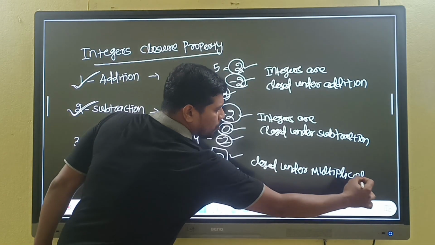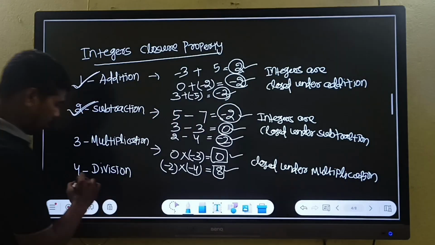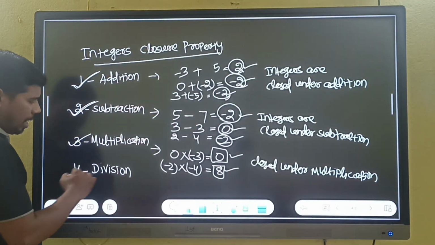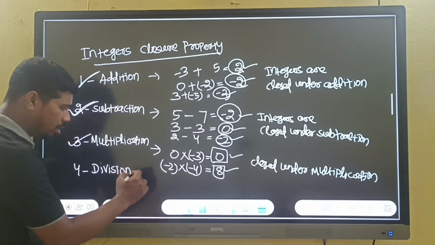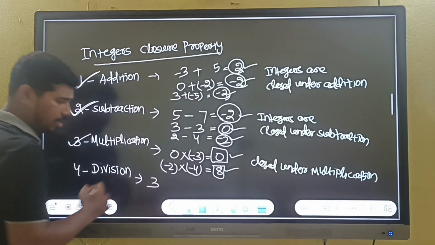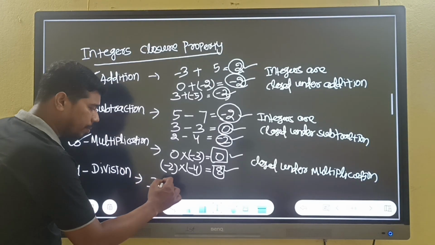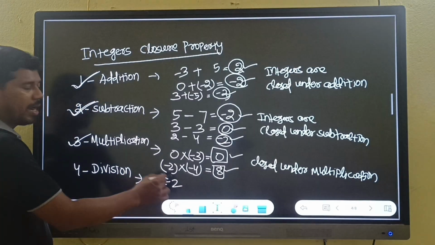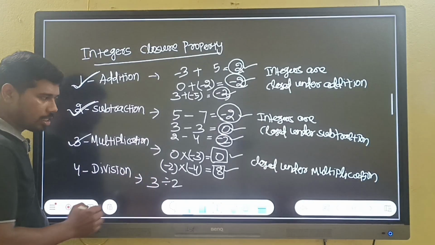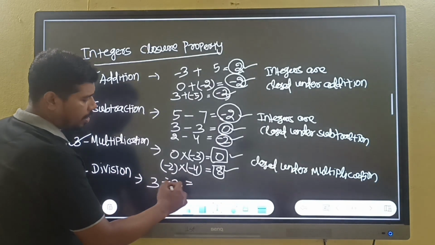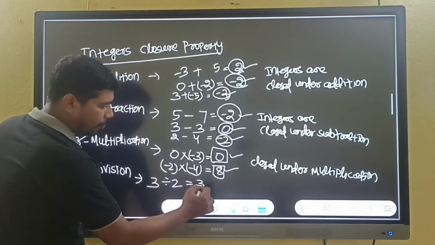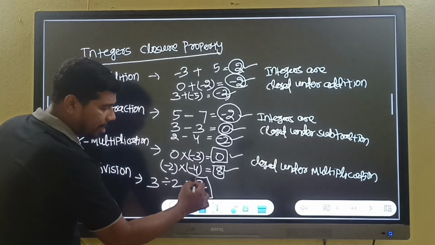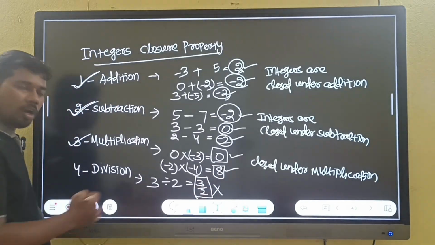And next one is division. Division, this one is possible. And here we will take one example. Suppose one number is 3, another number we will divide by is 2. 3 divided by 2. 3 and 2 both are integers. If we divide 3 by 2, the result is 3 upon 2. That is not an integer.